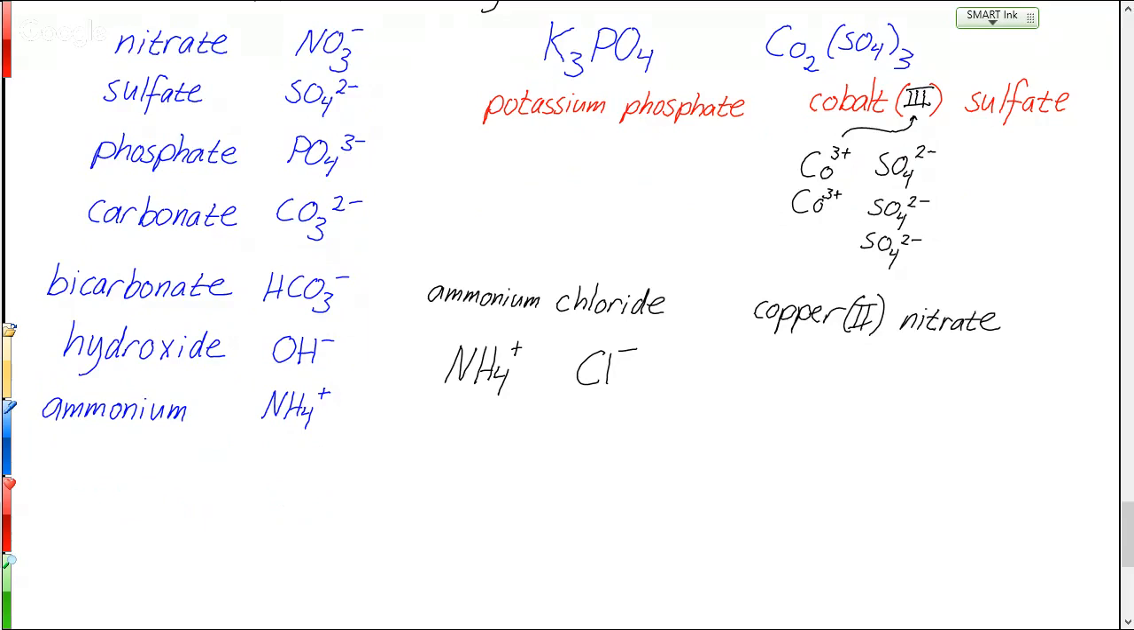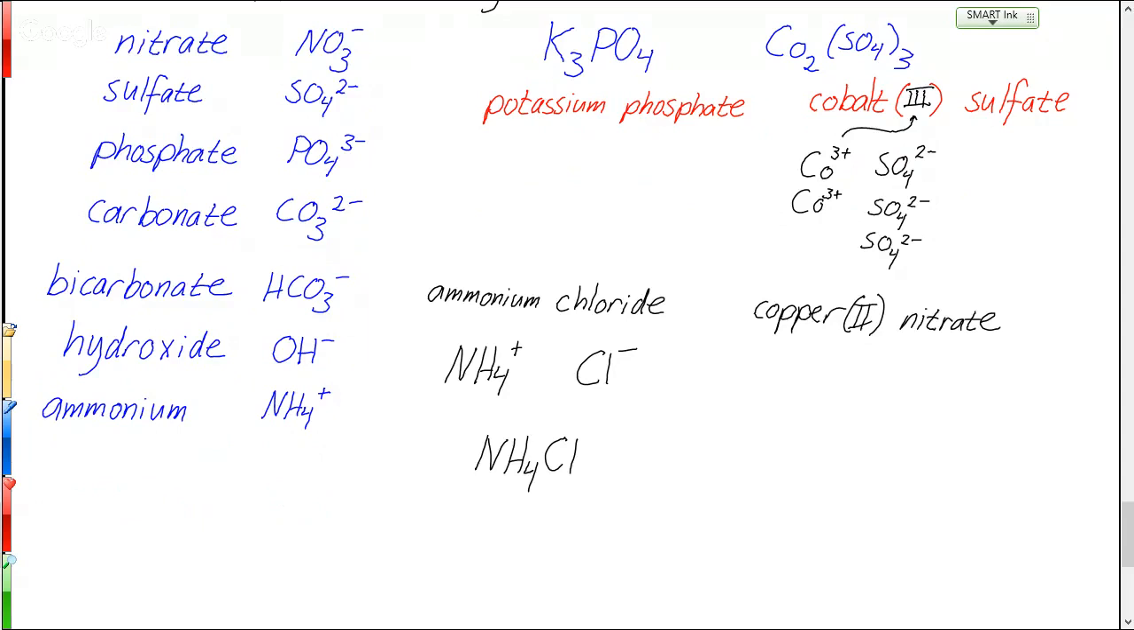All right, so we've got NH4 plus and Cl minus. How do we put those together so that the charges balance out? Do we have to adjust how many of either one that we have? They just match, right? +1, -1, they go together. So our formula for ammonium chloride is NH4Cl. That's it. Okay, let's look at the next one.